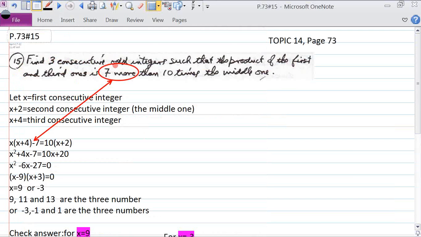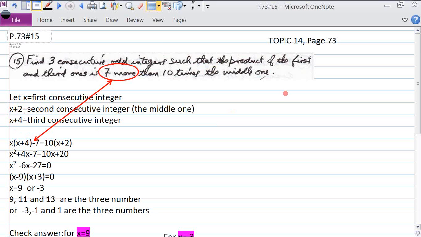Here we're asked to find three consecutive odd integers such that the product of the first and the third one is 7 more than 10 times the middle one. That looks like quite a sentence, and we have to unravel it. But first thing we're going to do is say that the first consecutive integer, and it's going to be an odd integer, is going to be x. The second one will be 2 more than that, and the third one will be 4 more than the original.